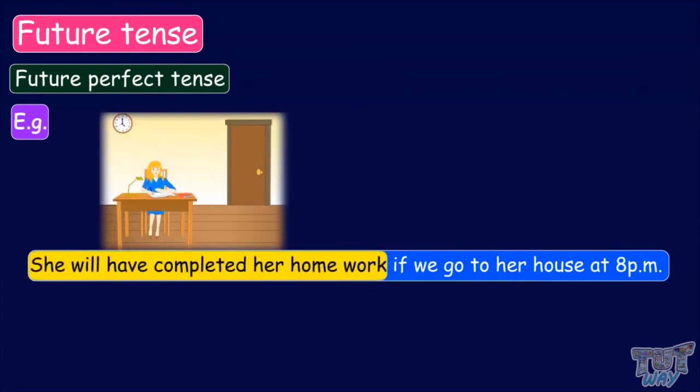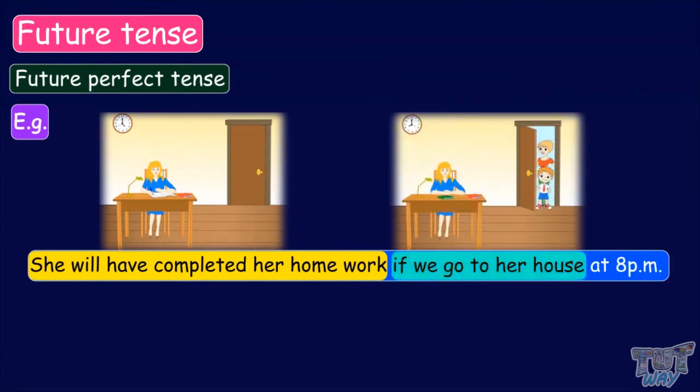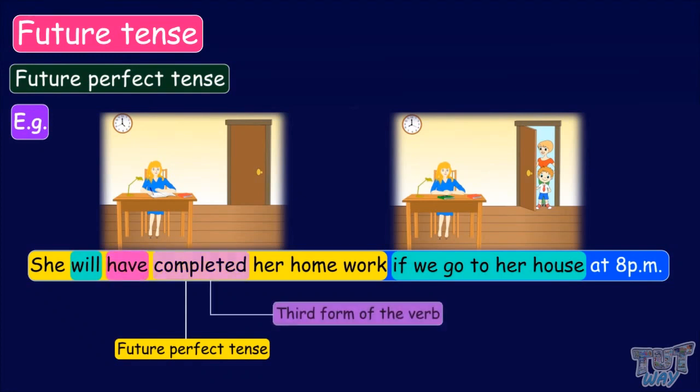Here we talk about two things that will happen in the future, and the thing that will happen first is depicted using future perfect tense. She will have completed her homework. Future perfect tense is formed using modal auxiliary, auxiliary verb, and third form of the verb.